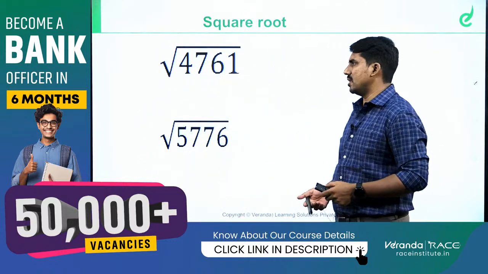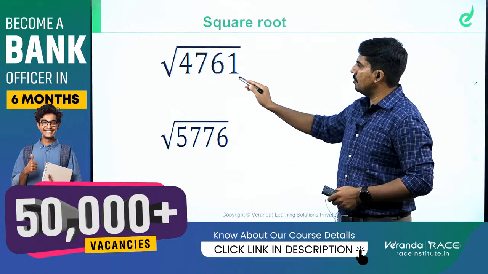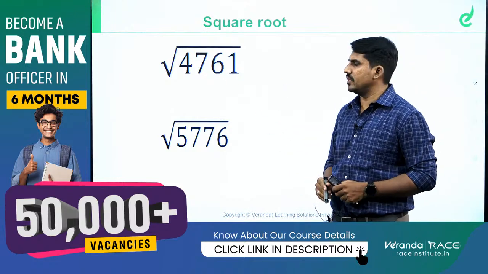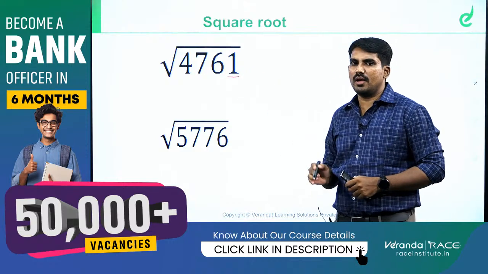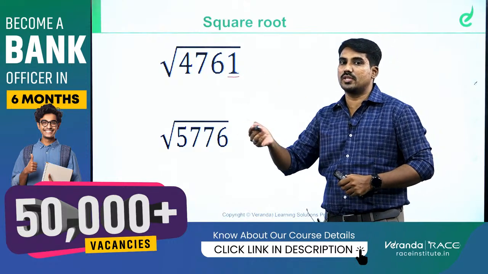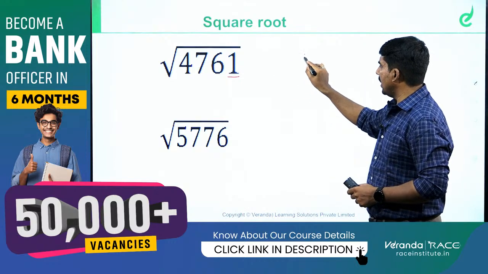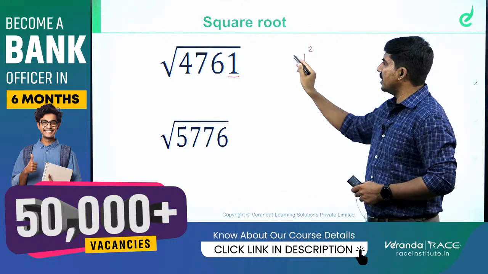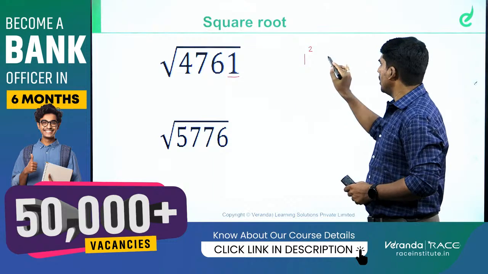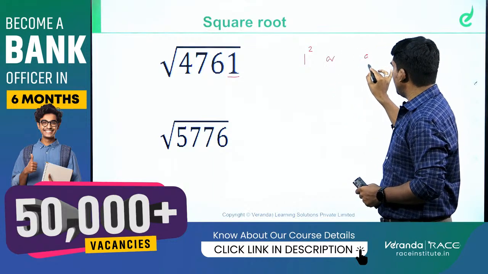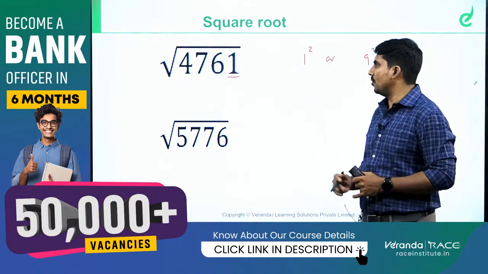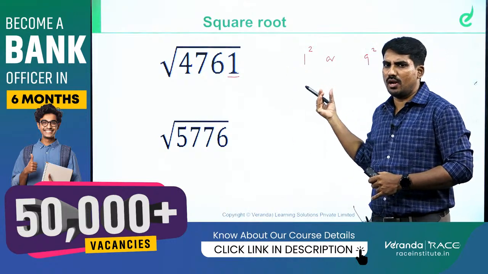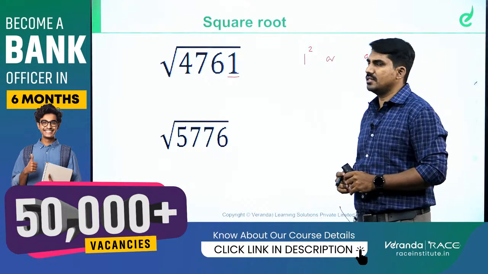Now, this question also I will work out. Right? Now, listen. 4761. First see the unit digit and confirm which number's square ends with 1. If a number ends with 1, its square ends with 1. Or if a number ends with 9, 9 square is 81, its square also ends with 1. Therefore, the last digit may be 1 or 9.